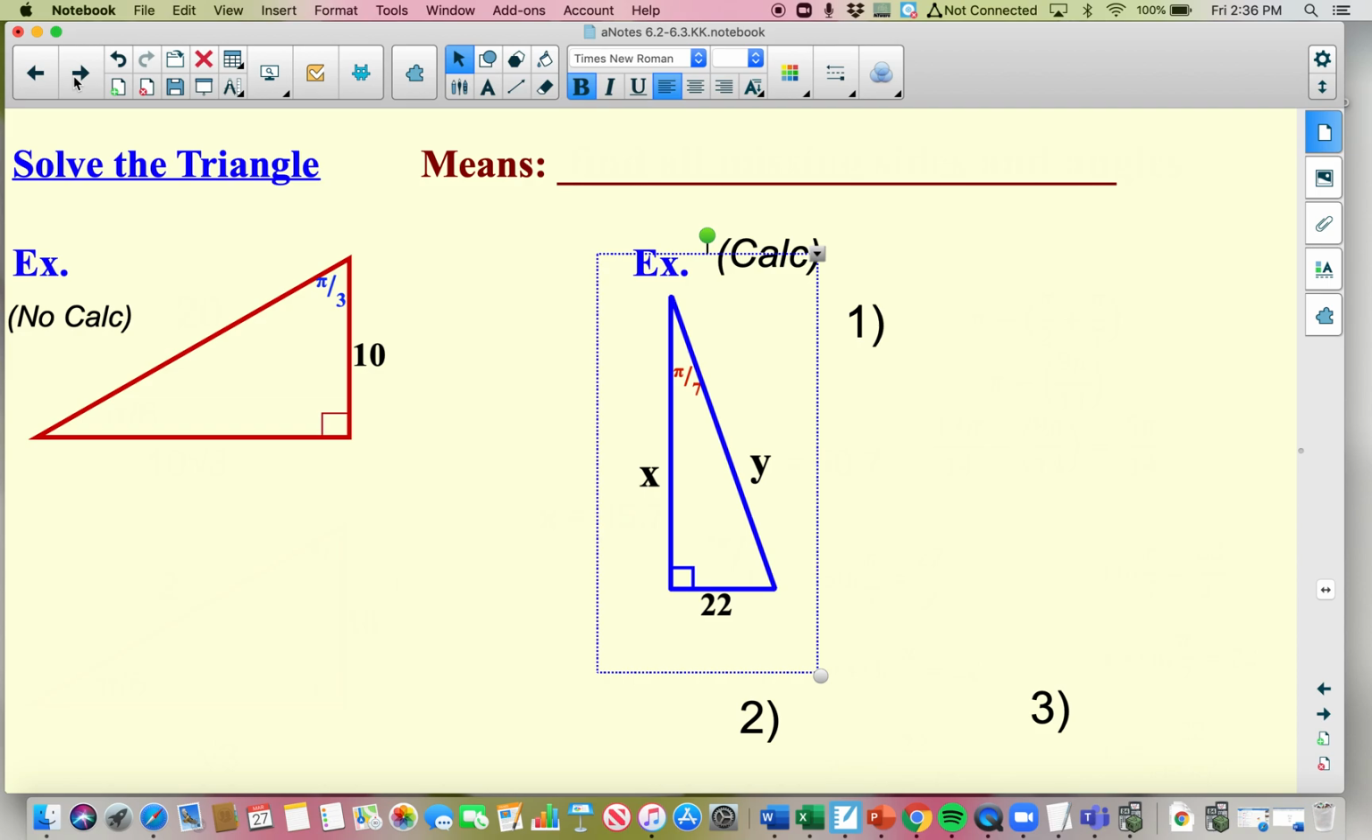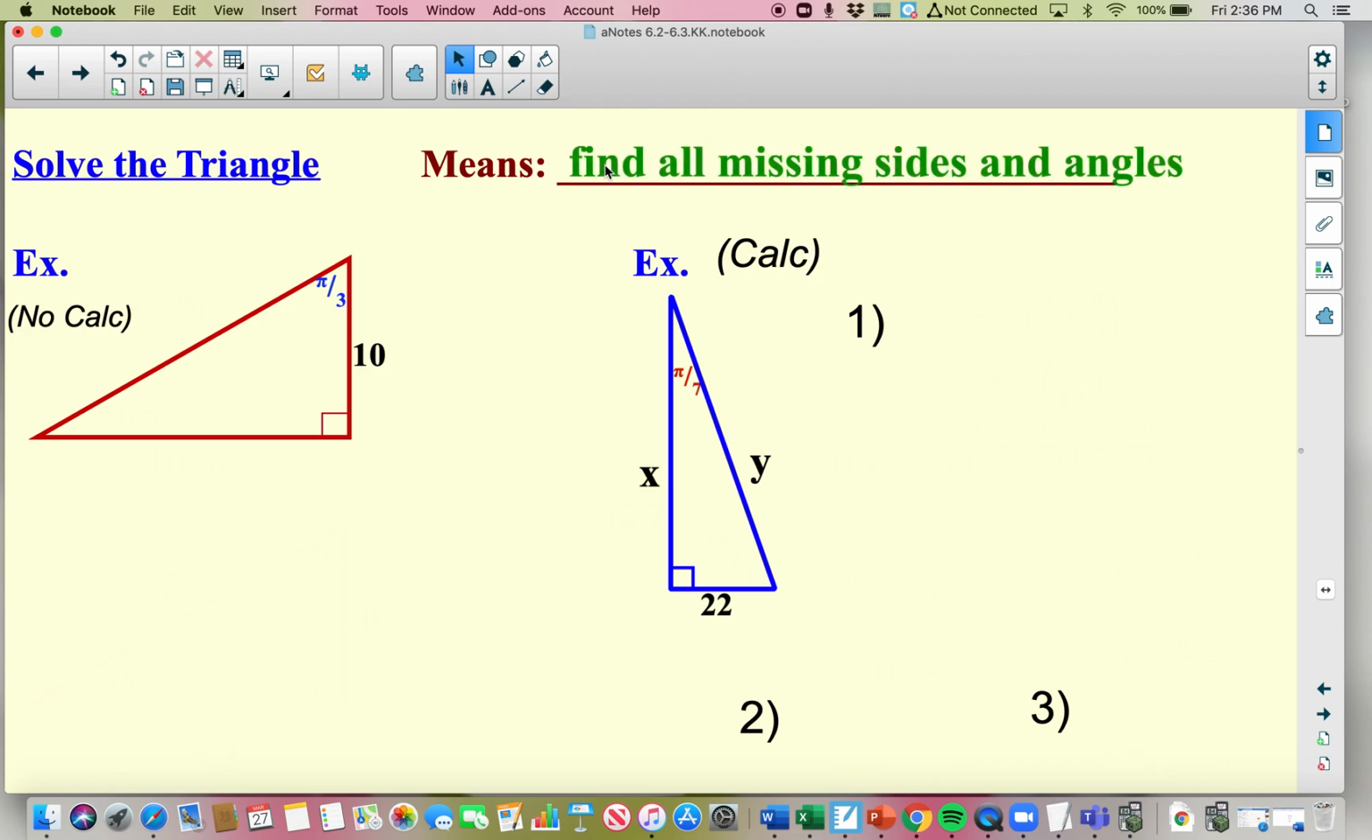You will be using those identities to solve various triangles, and probably the first thing you notice about these triangles is the angles are in radians instead of degrees. It does not change how you solve a triangle, so please remind yourself when you're asked to solve a triangle, you're just finding all of the missing sides and all of the missing angles. So looking at this first example, you're given one angle is pi over 3. In parentheses, I put no calculator because you should be able to recognize that this is a special right triangle. Pi over 3 is 60 degrees.